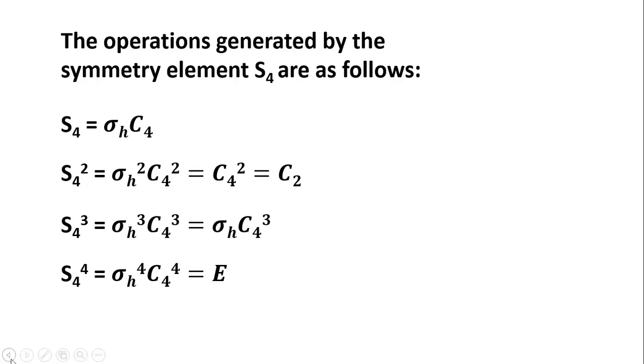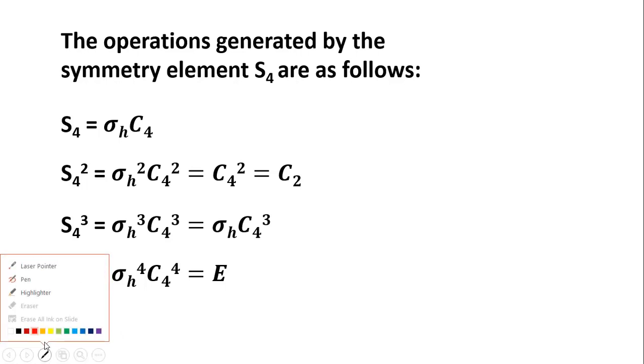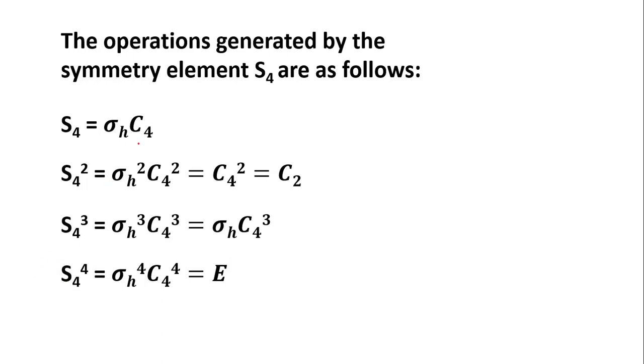Here first operation is sigma h C4, second operation is C2, third operation is sigma h C4 cube, the fourth operation is E, and there are 4 operations which are generated by S4.